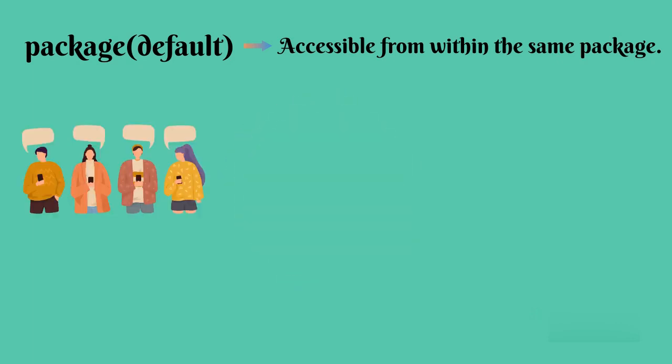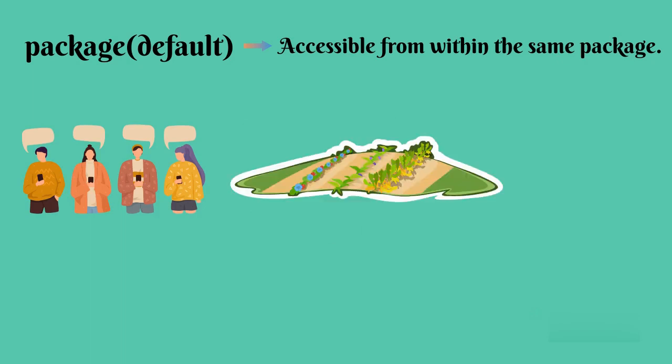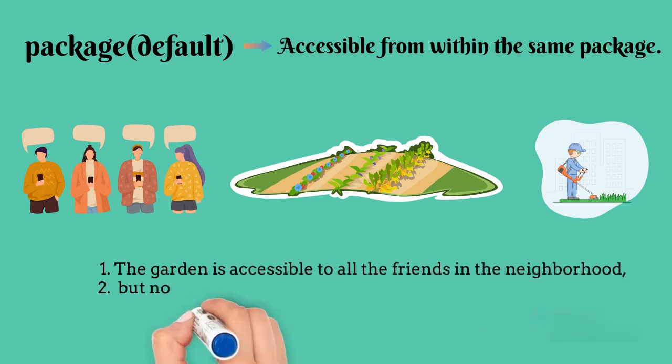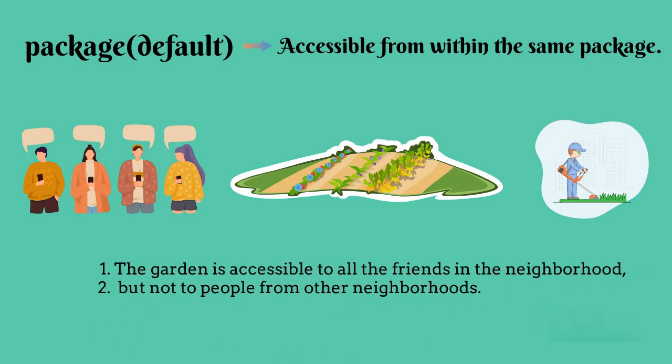Package (default): accessible from within the same package. Real-life example: consider a group of friends living in the same neighborhood. They might share a communal garden where they can plant and harvest vegetables together. The garden is accessible to all the friends in the neighborhood, but not to people from other neighborhoods.